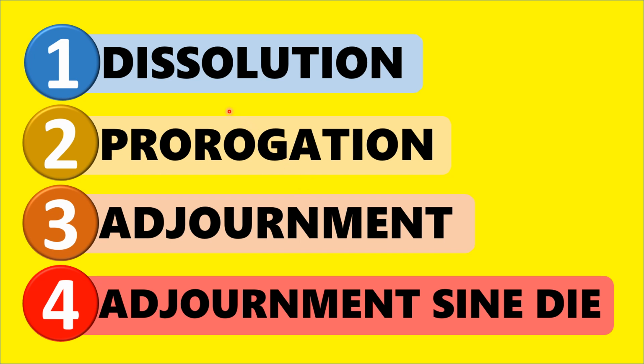There are four types of termination in the parliaments. It is your dissolution, prorogation, adjournment, and adjournment sine die. Let's learn their working mechanism in the parliament one by one.